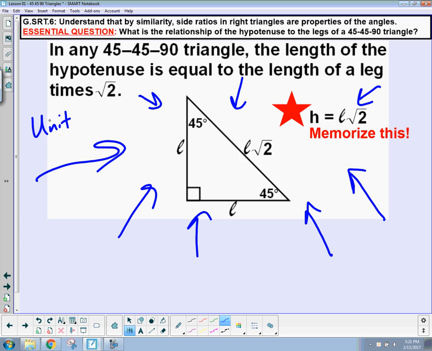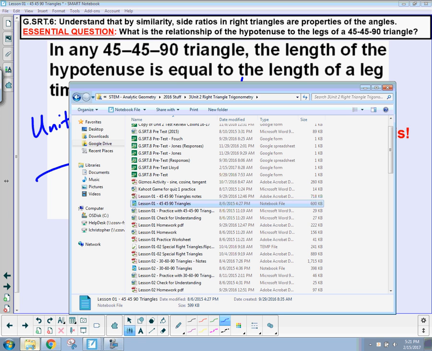Oh, let me go find out. All right, I'm back. This is going to be unit. Oh, dagnabbit, I forgot. That's what I thought. This is going to be unit 2.